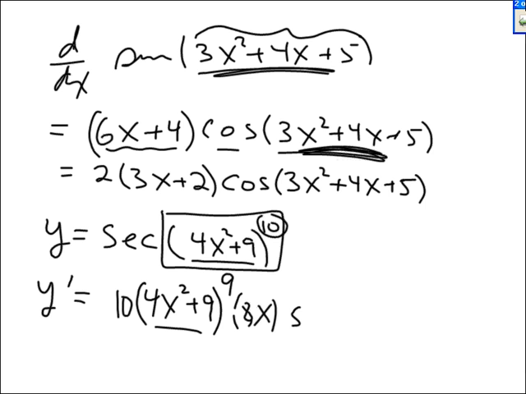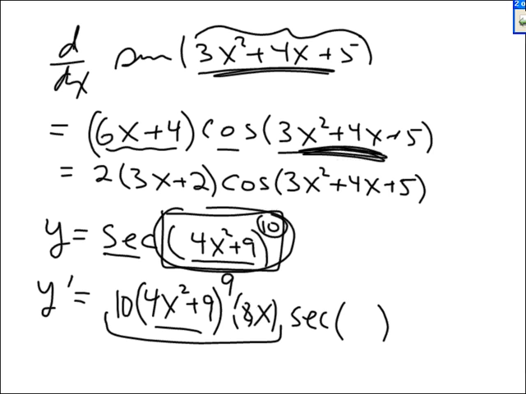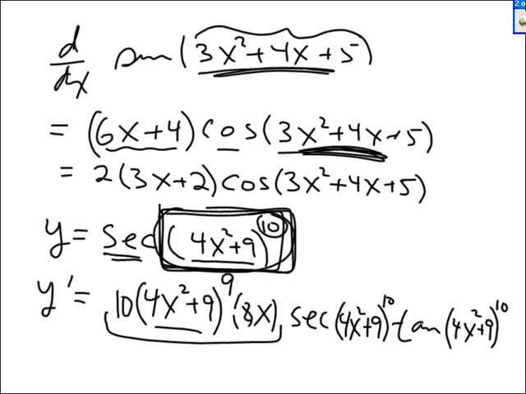Times the derivative of secant of any angle is the derivative of the angle, which we did, times the secant of that angle, times the tangent of that angle. Like I've been saying, the angle doesn't change. It happens to be 4x squared plus 9 to the 10th power. The derivative of secant of any angle, hard-looking angle or easy-looking angle, is the derivative of the angle times the secant of the angle times the tangent of the angle.